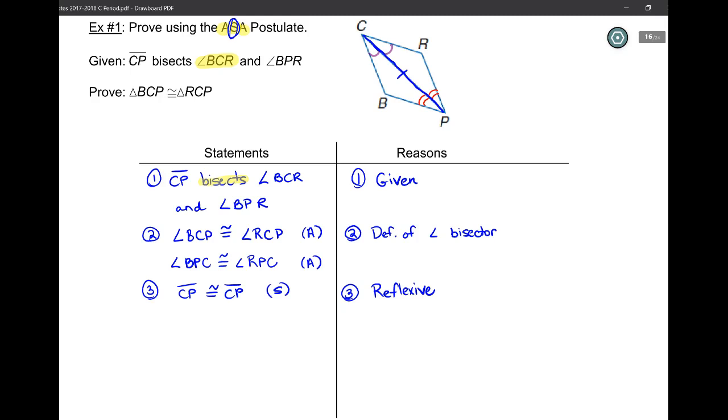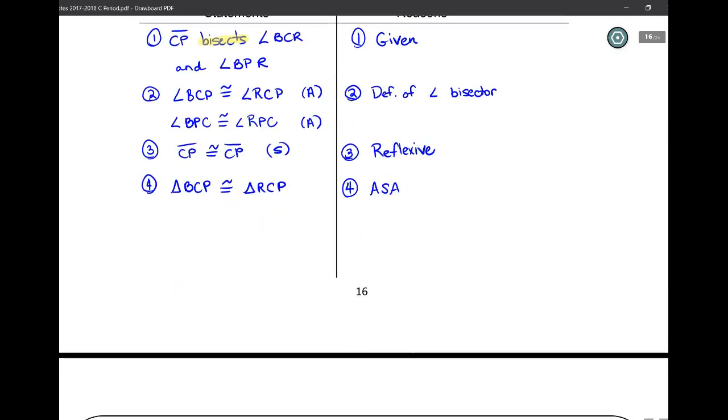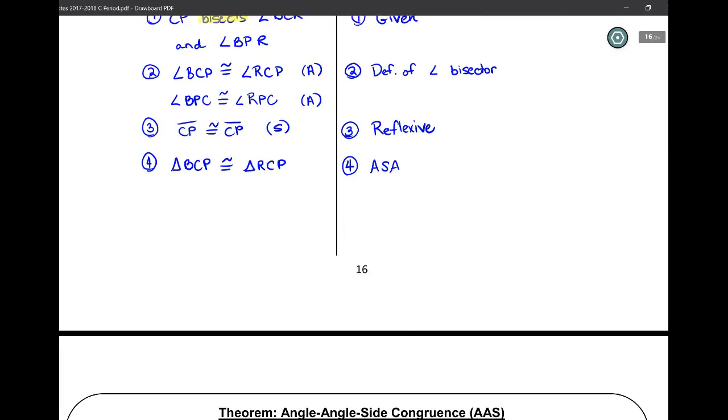And we're actually finished. So for step 4, we have triangle BCP congruent to triangle RCP. And our reason is angle, side, angle. Now, we get the reason by looking at the picture, and that's why I always label everything. We don't get the reason based on the order in which I wrote my statements. So that's why we have to look back at the picture, and we should recognize that it is angle, side, angle, and no other option for the order of the letters.